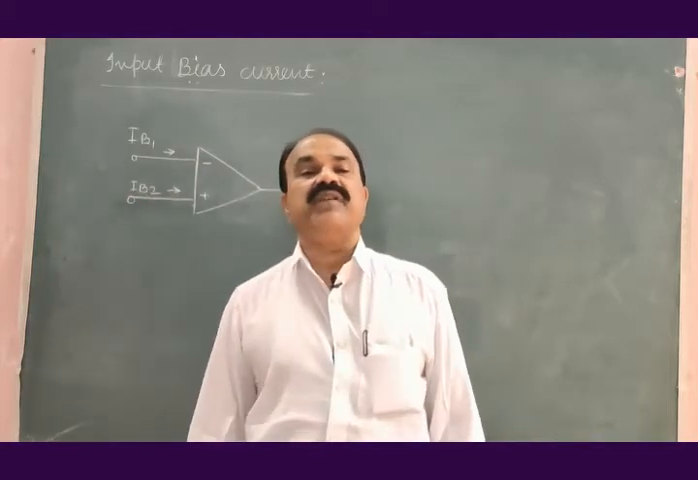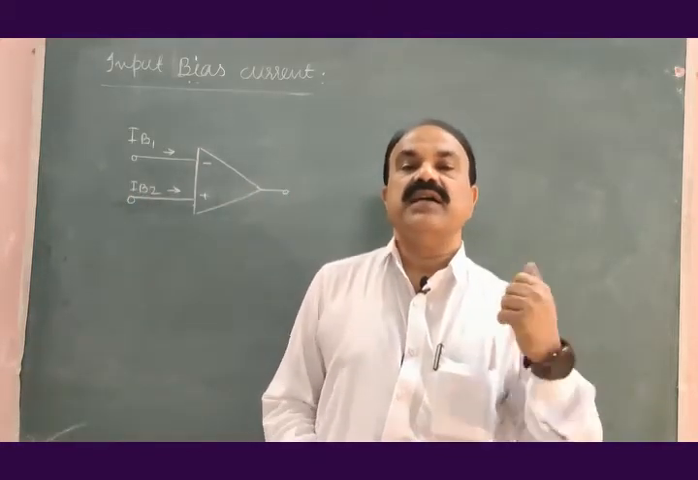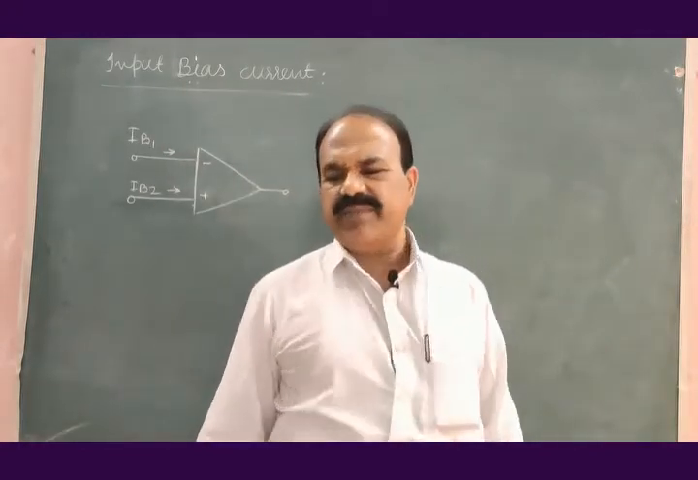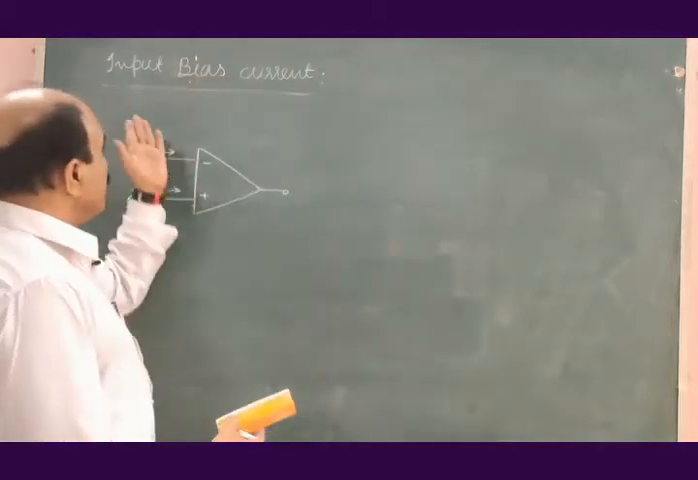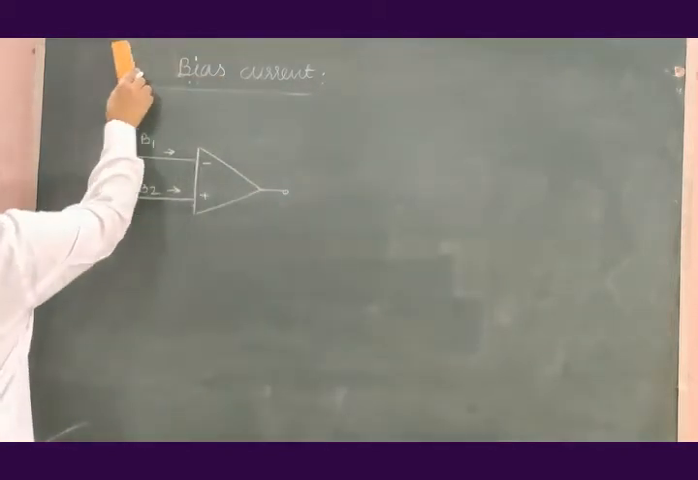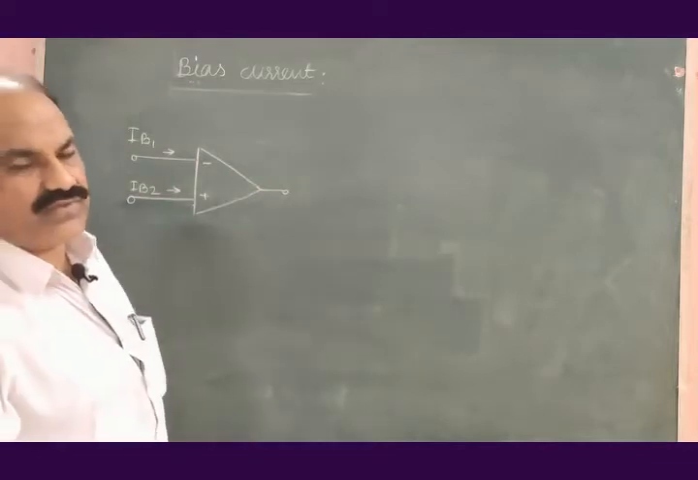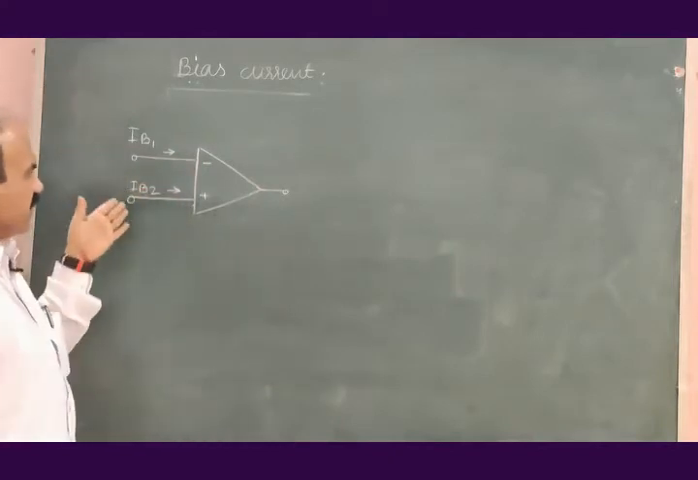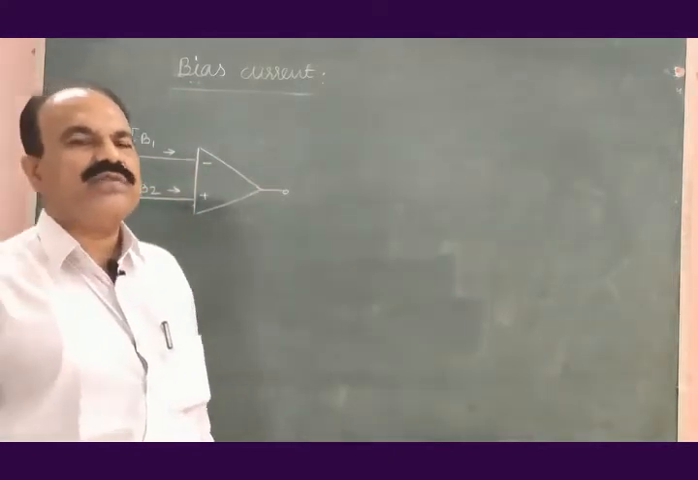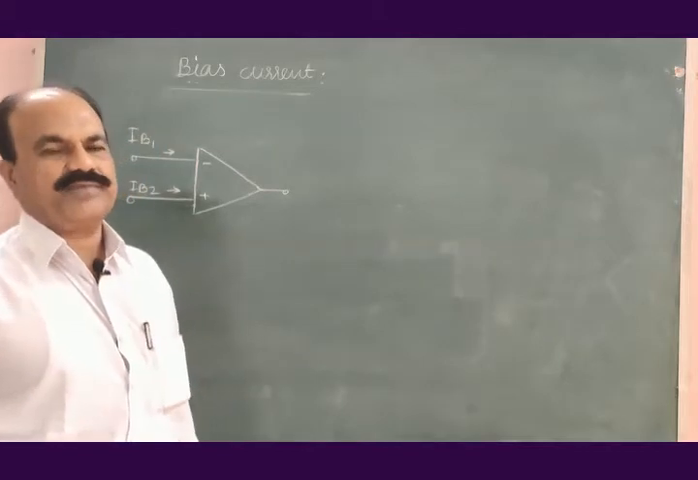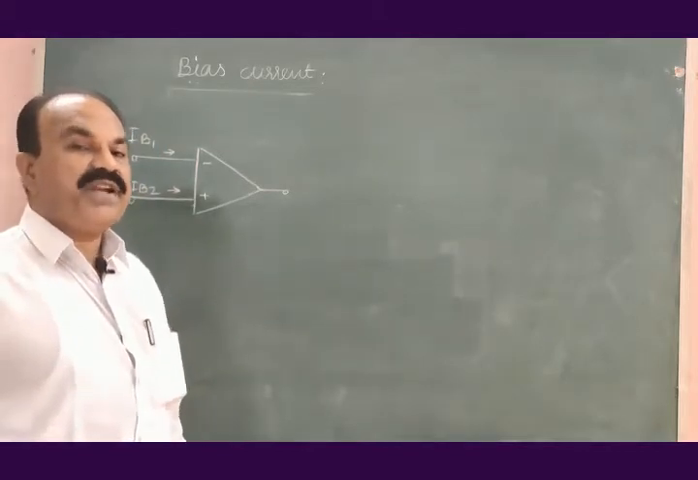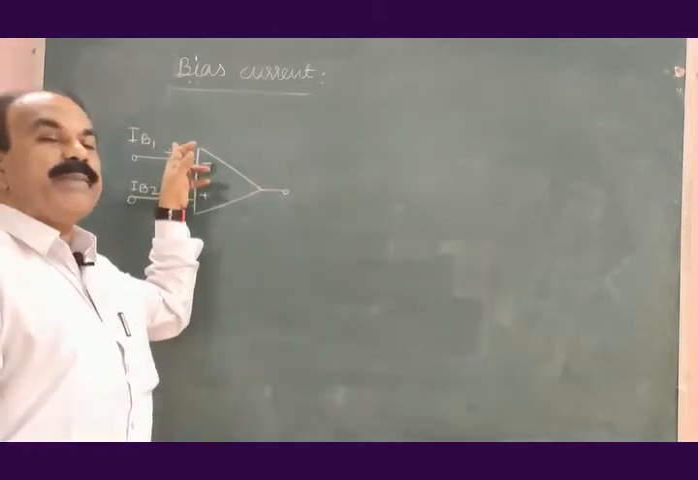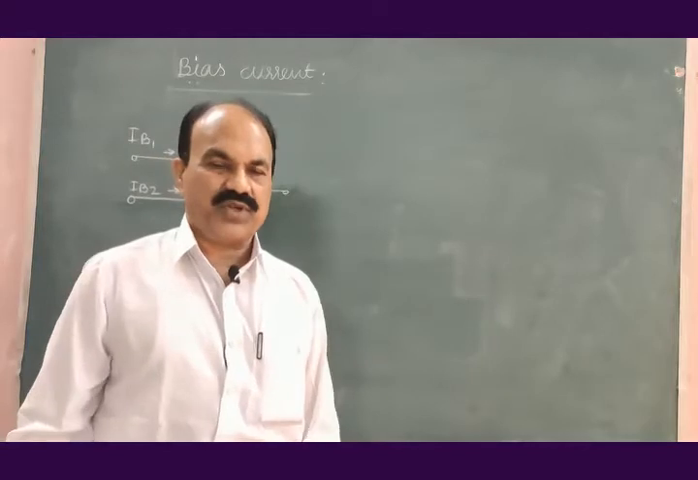These currents IB1 and IB2 are known as input bias currents, or you can simply call this the bias current of the op amp. No need to write input bias current, you can just write bias current of the operational amplifier. Why are we calling this input? Because these are present at the input of the operational amplifier. As input impedance of the operational amplifier is very large, values of these bias currents will be very small.